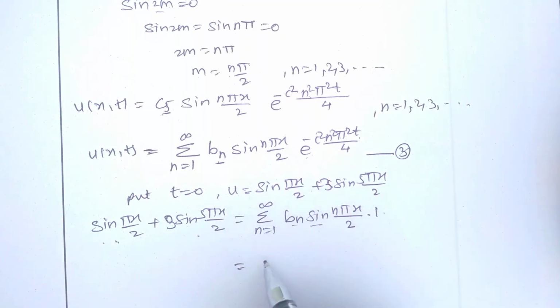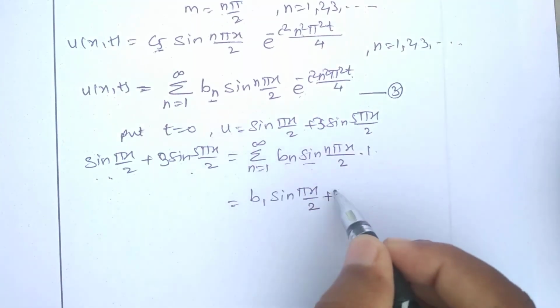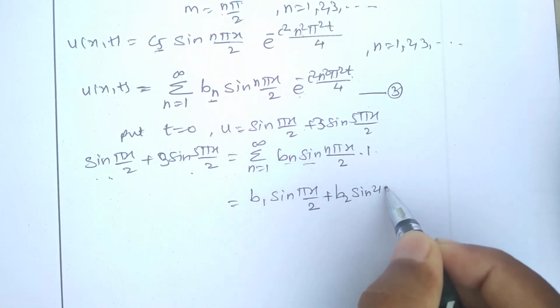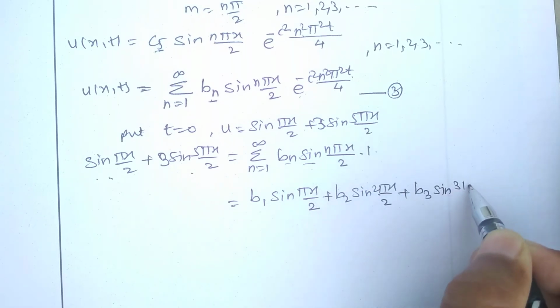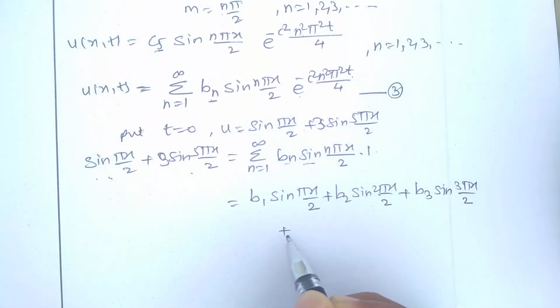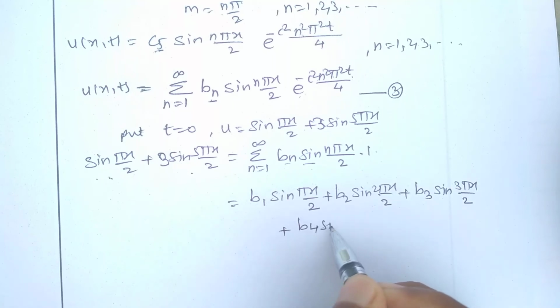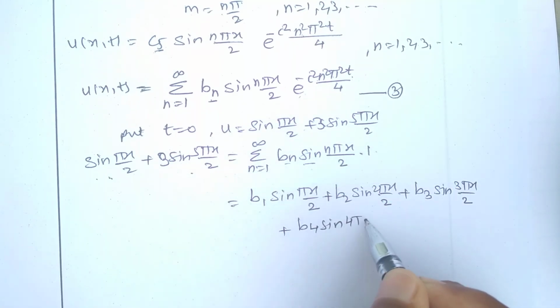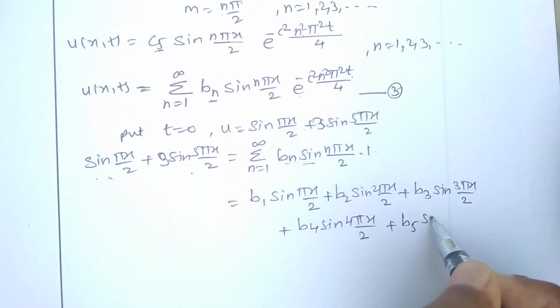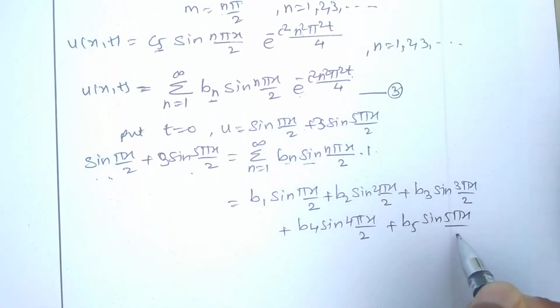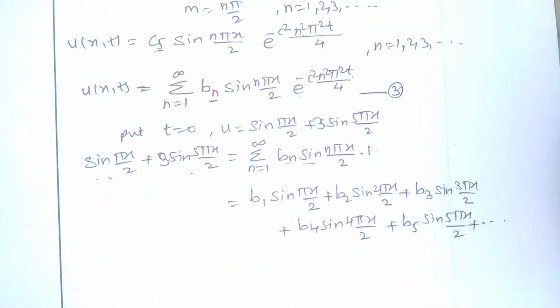So put n equals 1, we will get b1 sin 1 pi x by 2. Then, because of the summation plus sign, for n equals 2, b2 sin 2 pi x by 2. For n equals 3, b3 sin 3 pi x by 2. For n equals 4, b4 sin 4 pi x by 2. For n equals 5, b5 sin 5 pi x by 2 plus dot dot dot. We will get different terms.